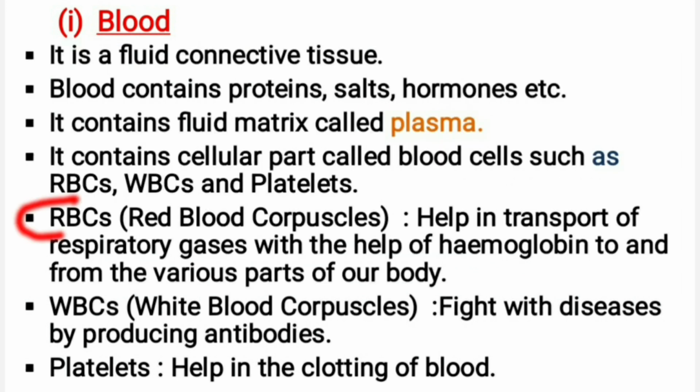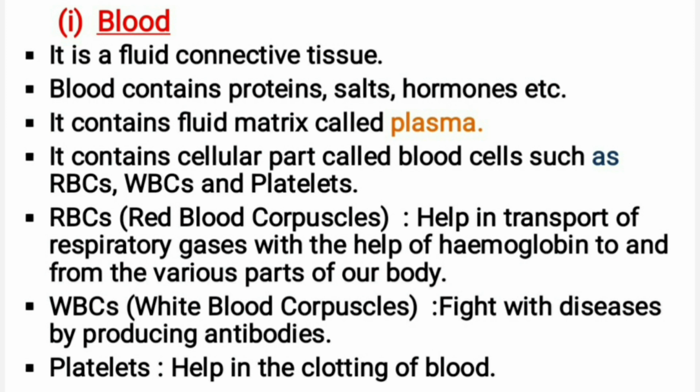RBCs help in transport of respiratory gases, oxygen and carbon dioxide, with the help of hemoglobin to and from the various parts of our body. WBCs, white blood corpuscles, fight diseases by producing antibodies. Blood platelets help in the clotting of blood.